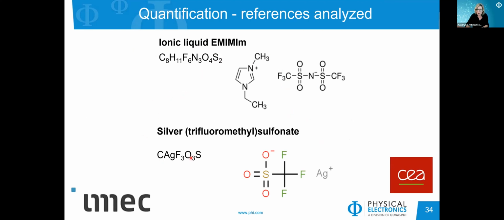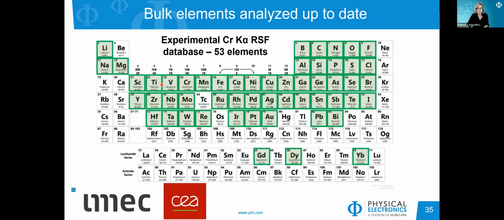And also we're looking at some other compounds containing silver, because silver is our reference material when we acquire the data, but we need to know what the RSF for silver is. So we have looked at silver triflate, where we assign the fluorine RSF equal to 1, and then we can derive RSF for silver transitions. So this is where we are.